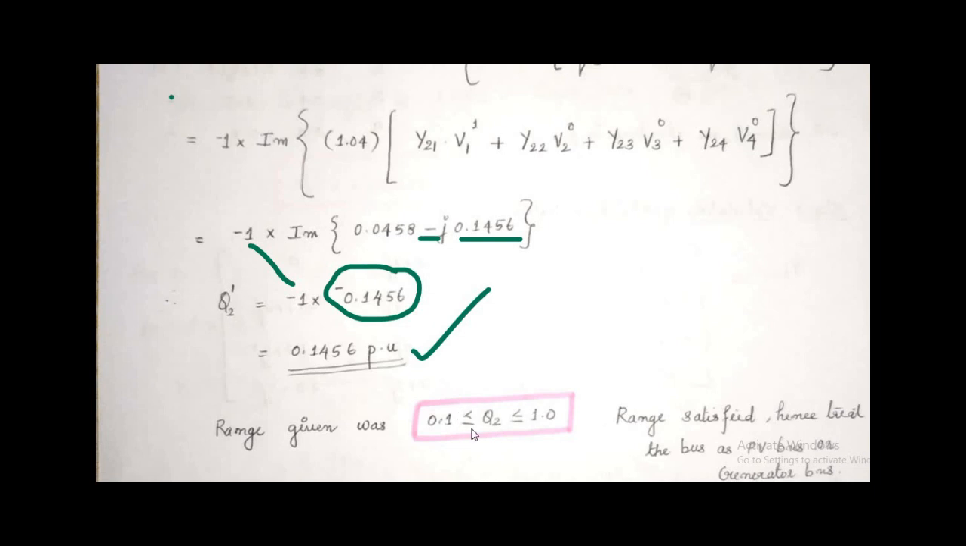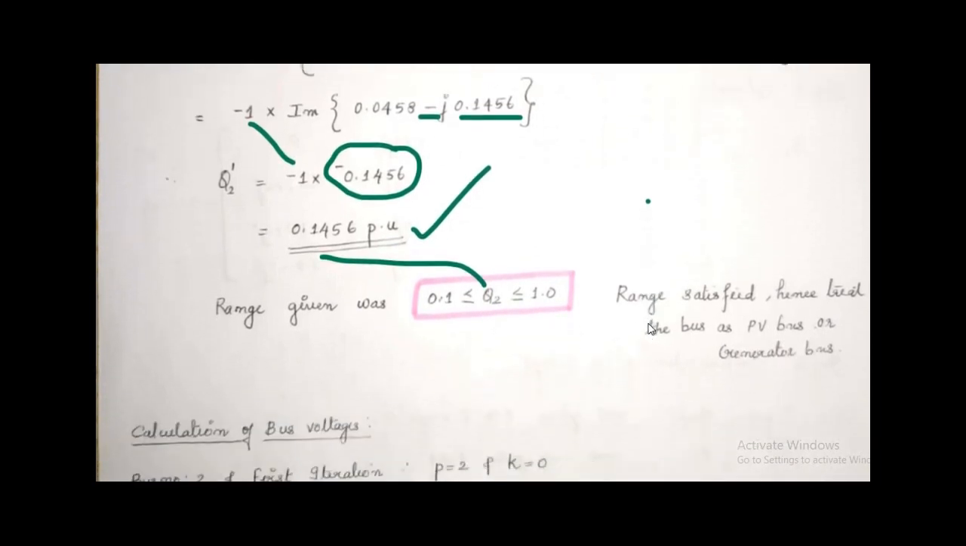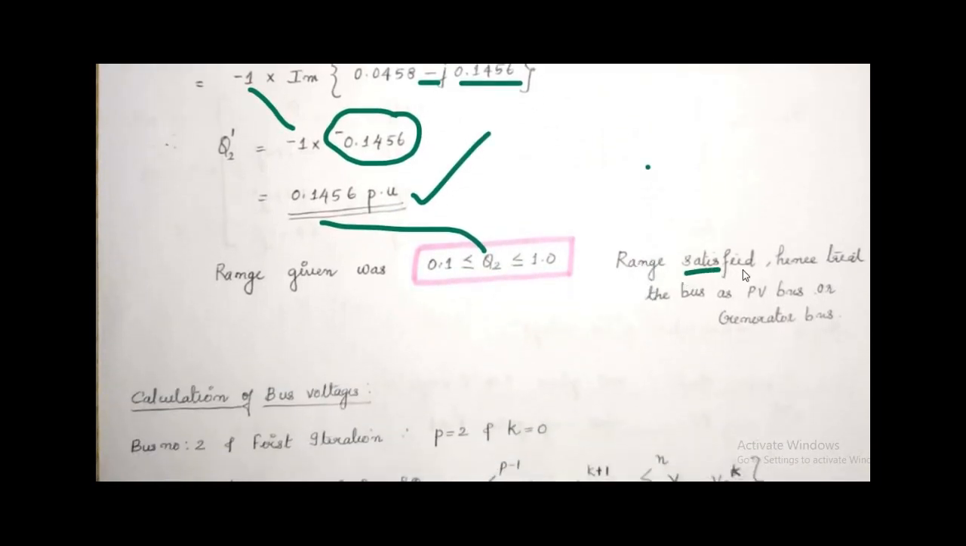But in the question, a limit is given. That is, Q2 should be between 0.1 and 1. Now let's check. Yes, 0.1 is less than or equal to Q2. What is the value of Q2 now? Q2 is now 0.1456, less than or equal to 1. Yes, 0.1456 lies between this limit. So you can say that the limit, or the range, is satisfied. Hence, you can treat this bus as a PV bus, or you can treat this bus as a generator bus.